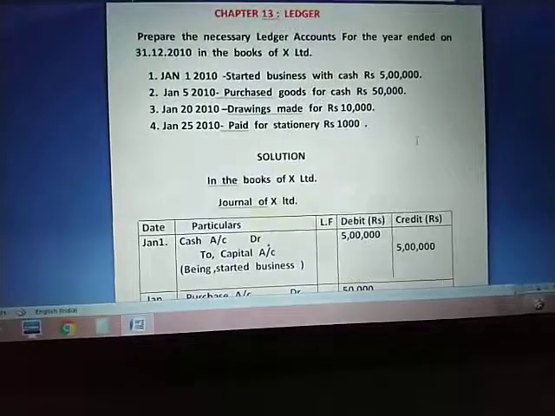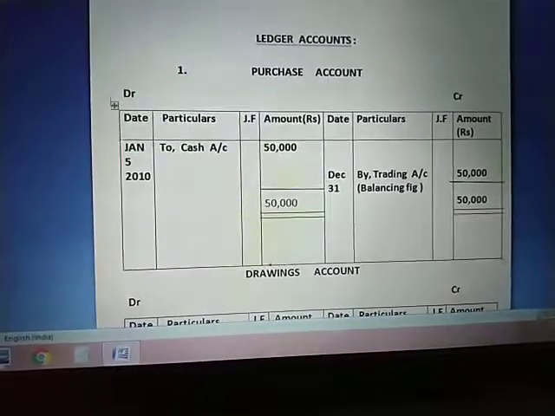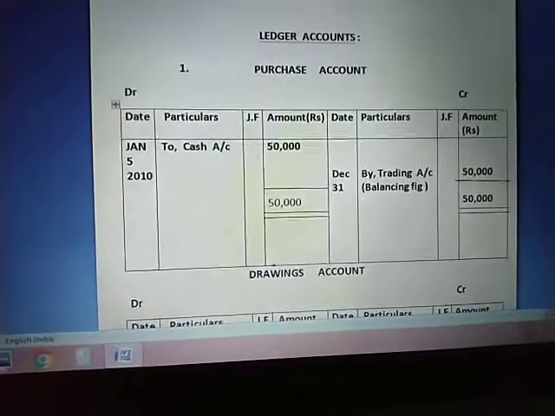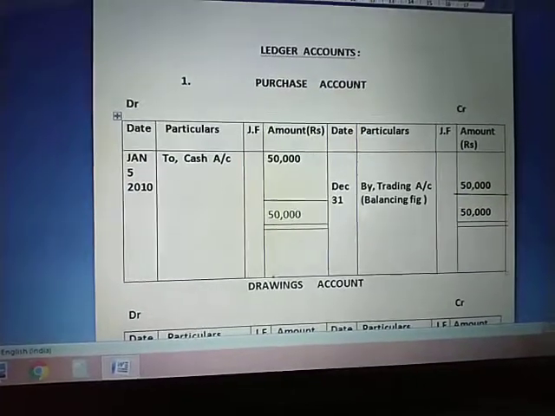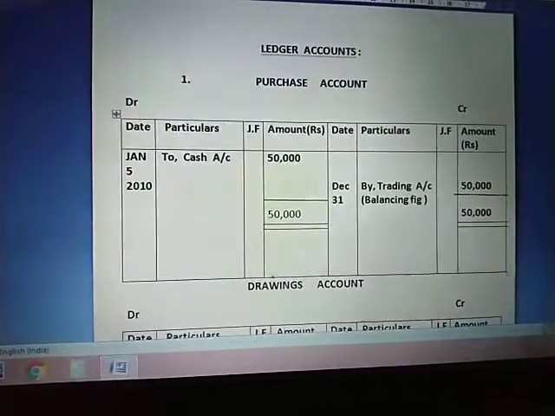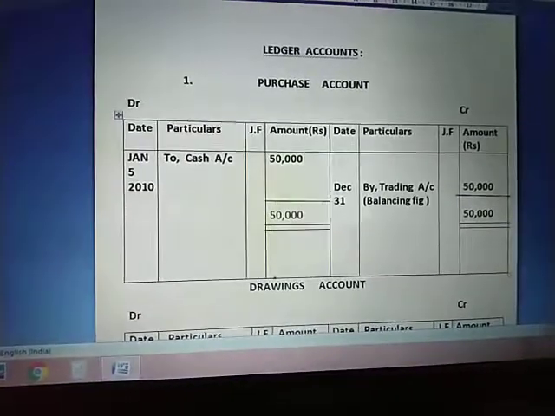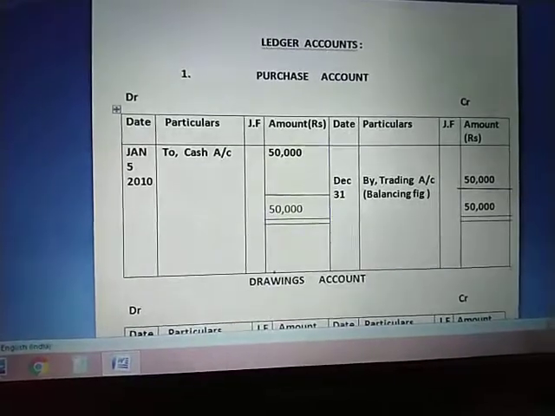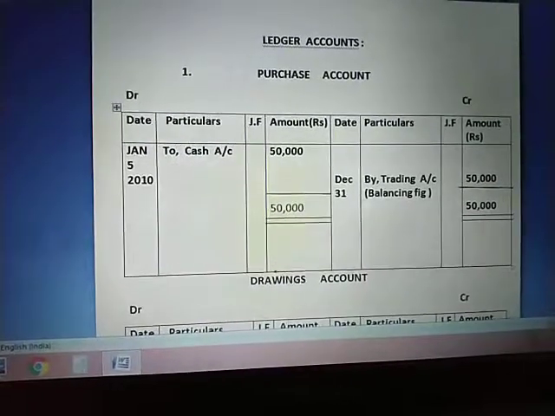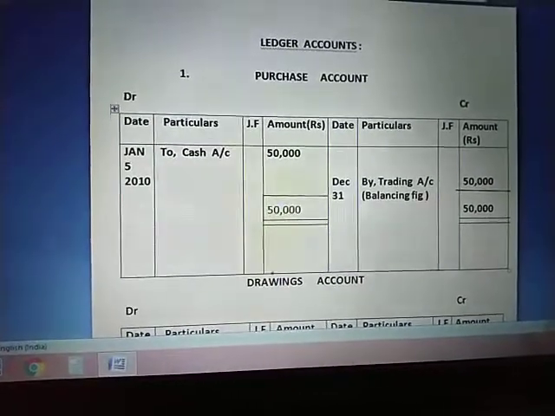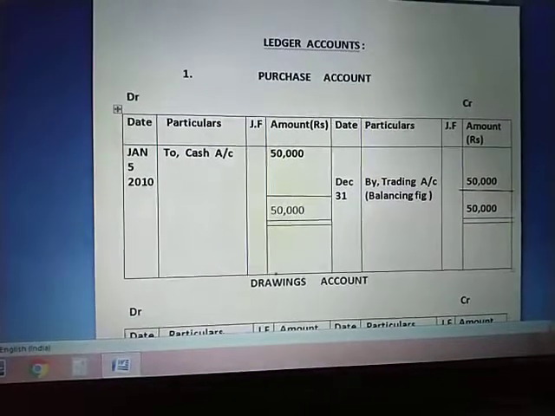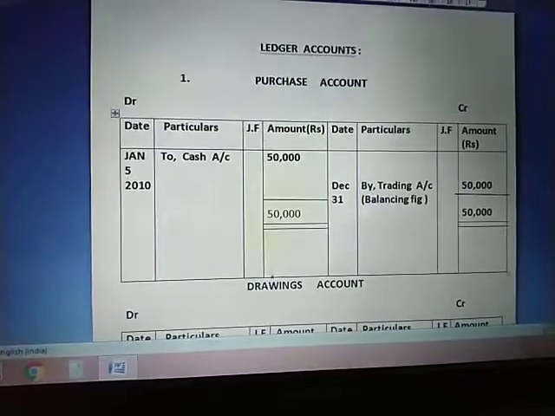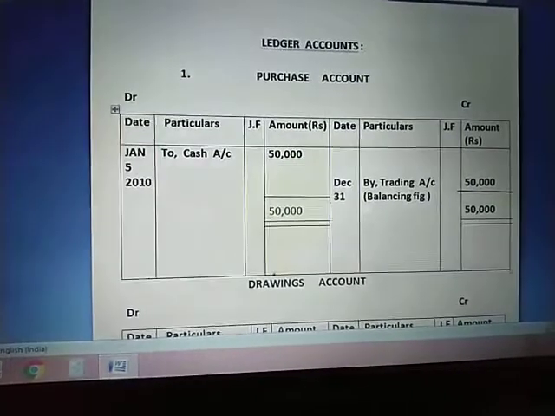Okay, children. So here the first ledger account we have is purchase account. By the account information we can see that on 5th January 2010 it is written to cash account. That means purchase has taken place on 5th Jan for cash 50,000. And as I told you, purchase account will be balanced from the trading account. So by balancing figure we write it as trading account 50,000.